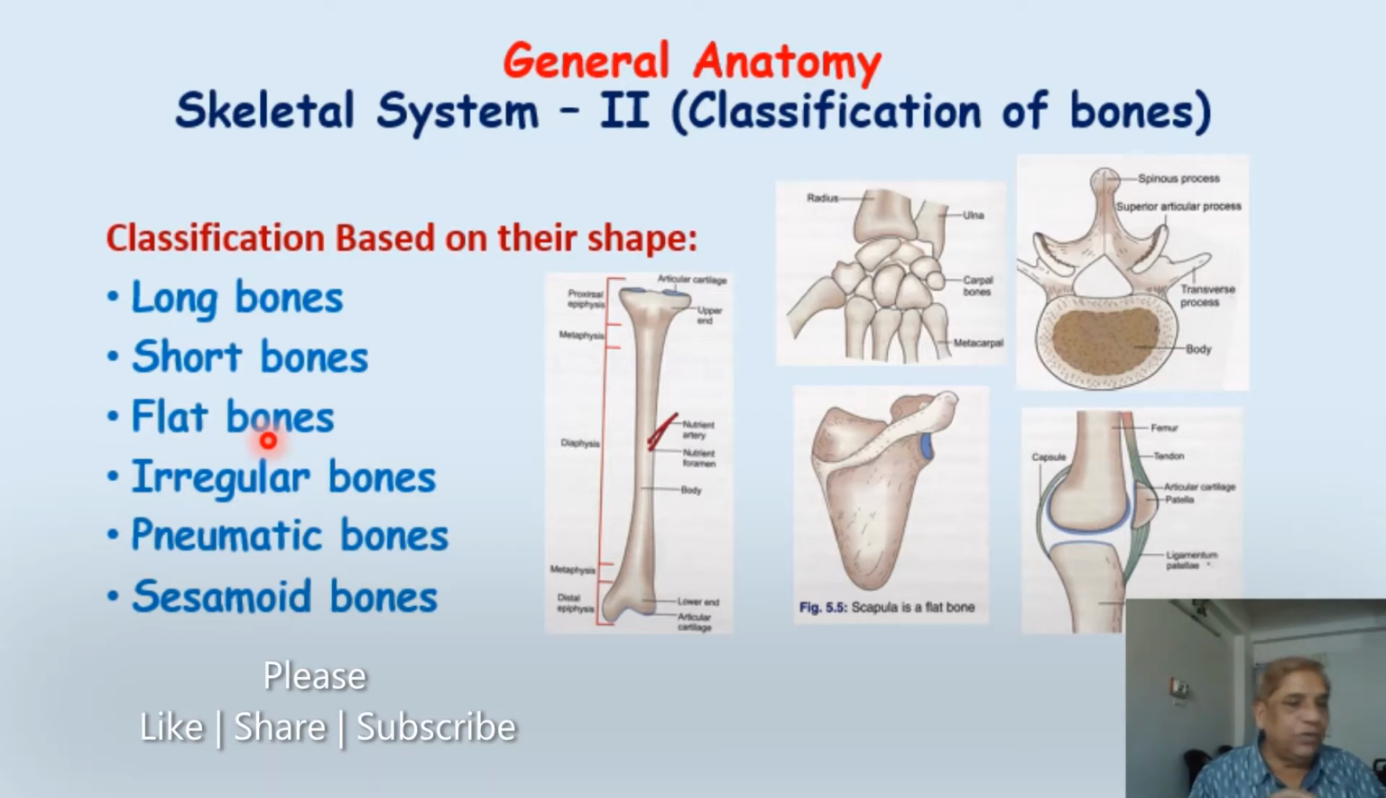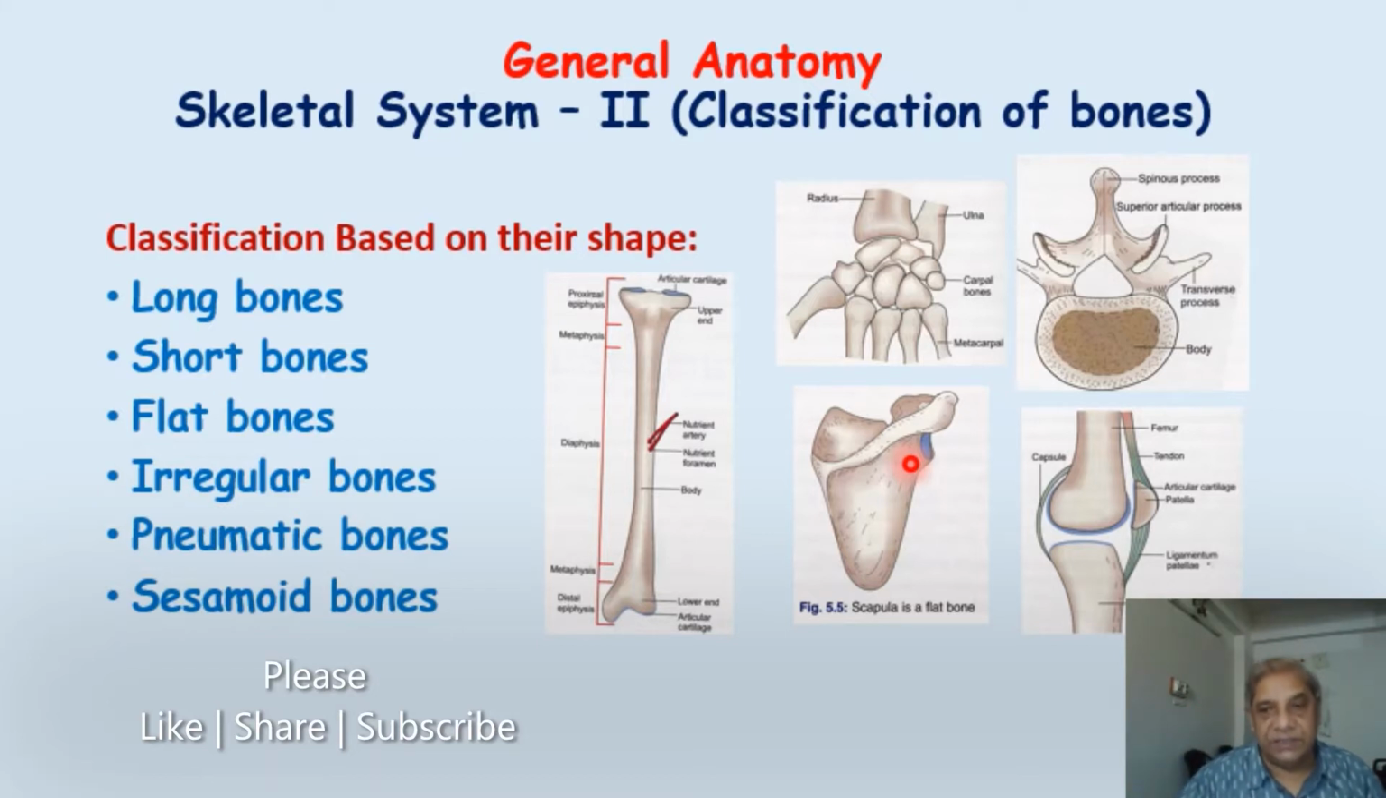And the flat bones, they are plate-like, flat. For example, if you see this flat bone, this is the bone called the scapula. The diagram is also here. You can see from this diagram, this is the diagram of scapula, and these are the flat bones. The other example of the flat bones are the bones of our head.